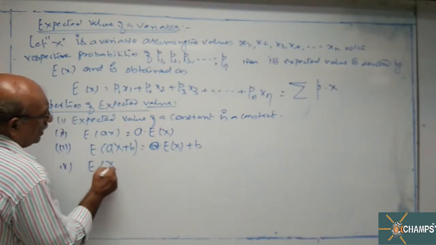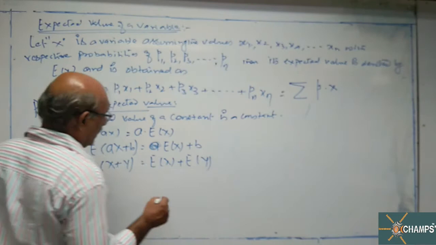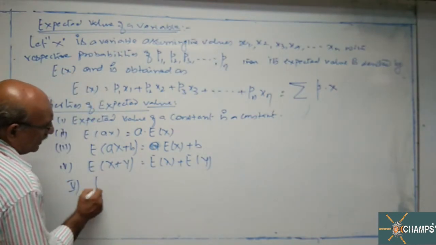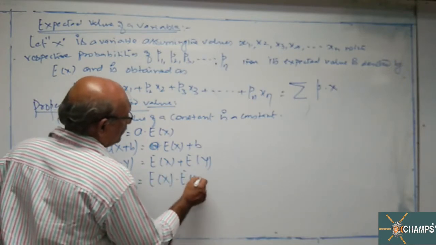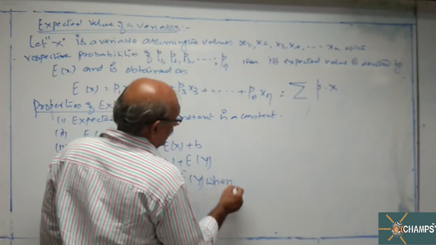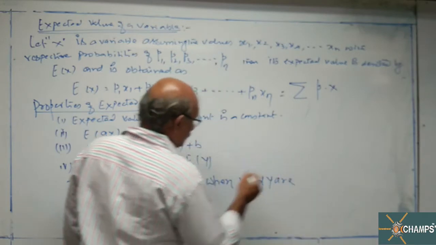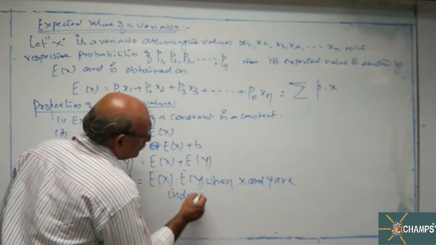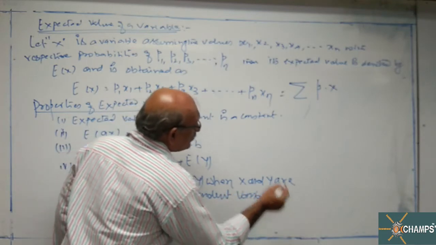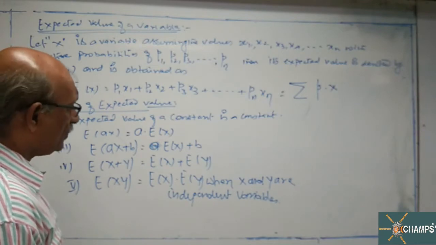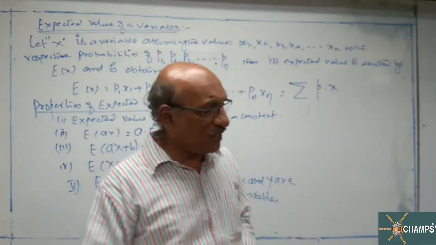Fourth one, E of x plus y is equal to E of x plus E of y. Fifth one, E of xy is equal to E of x into E of y when x and y are independent variables. These are the 5 points which you have to remember for expected value. Note down this, sir.